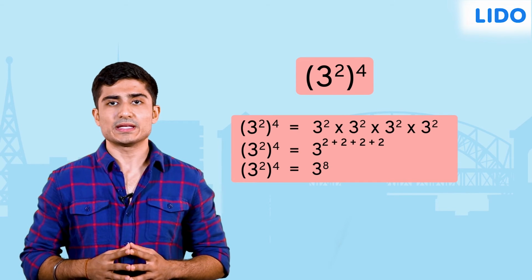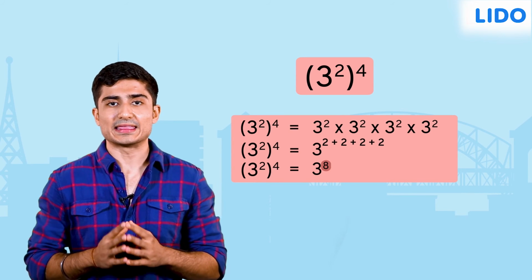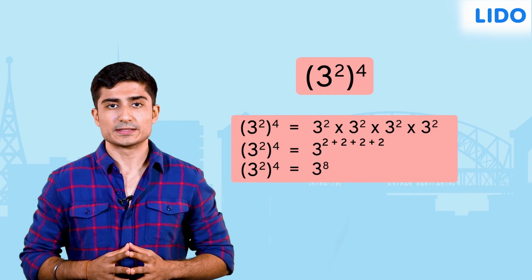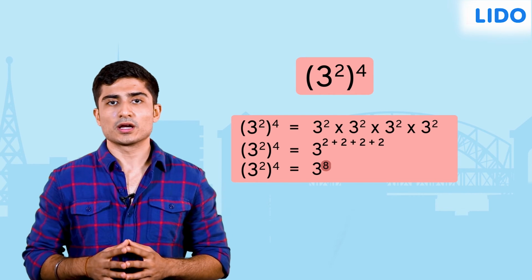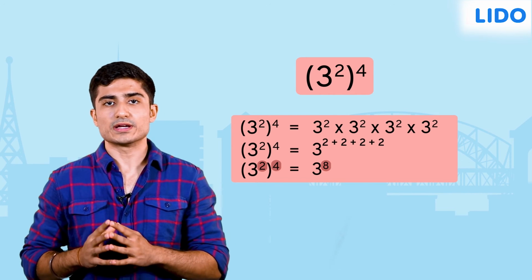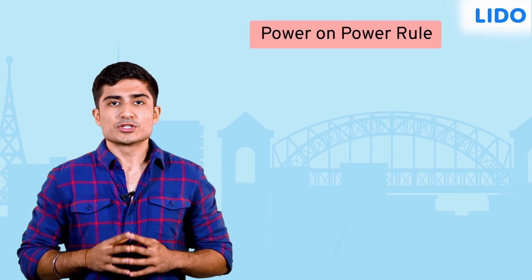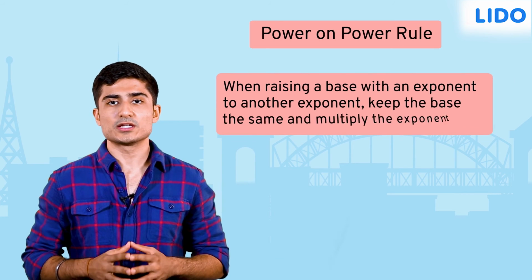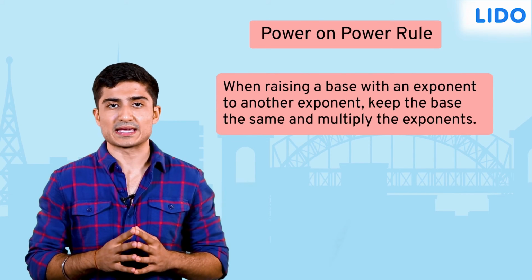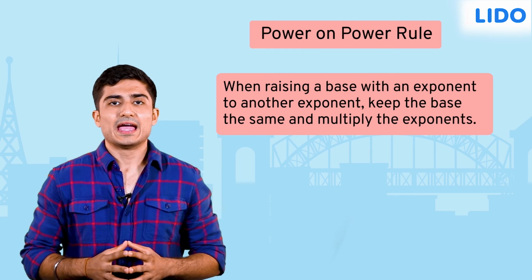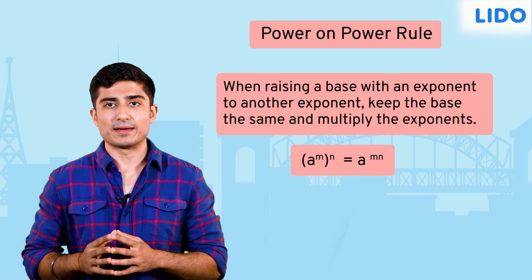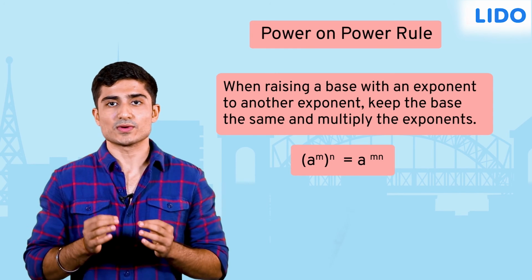Let's find the relation between the exponents on the right side and that on the left side of the equality. The exponent 8 is the product of the exponents 2 and 4 that are raised to the base 3. So, when raising a base with an exponent to another exponent, keep the base the same and multiply the exponents. Hence, a raised to m raised to n equals a raised to m times n.